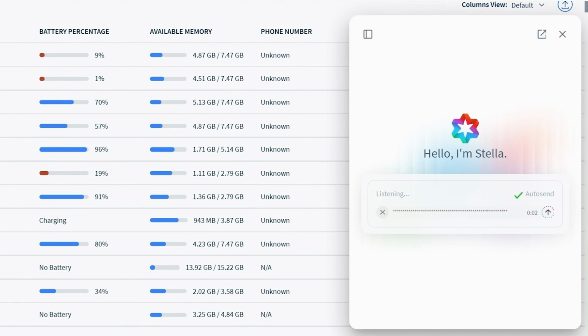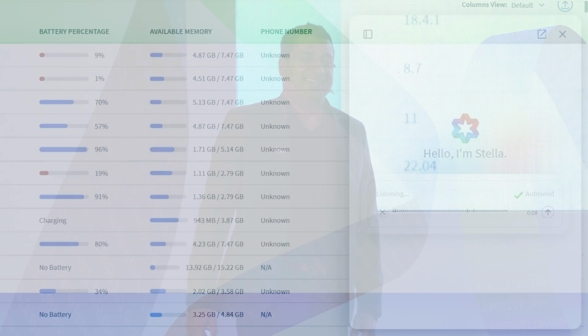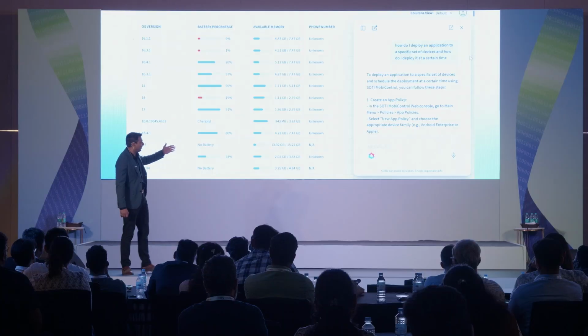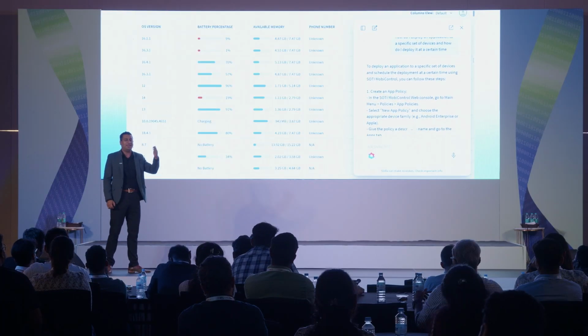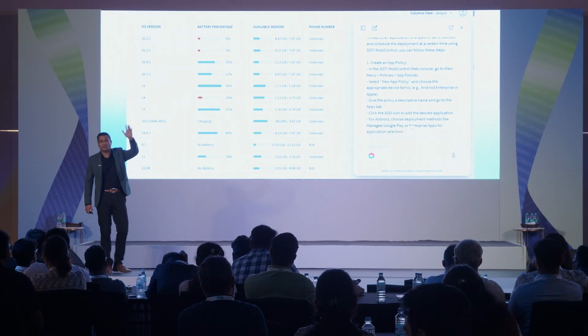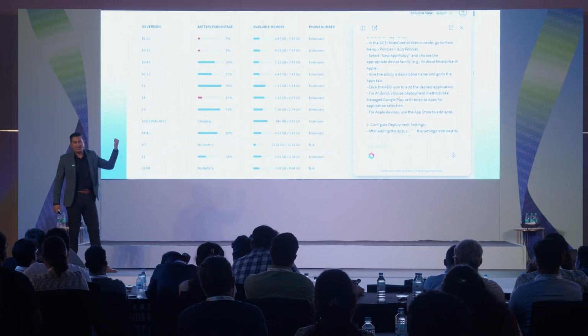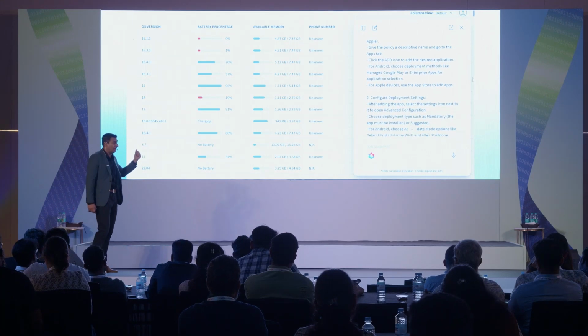How do I deploy an application to a specific set of devices? And how do I deploy it at a certain time? So he's asking multiple questions and he's going to go in and get more data around the same thing. So anything that he had to do to go and navigate into those third-party places and find out, he can just ask here and it'll give him that data right away.